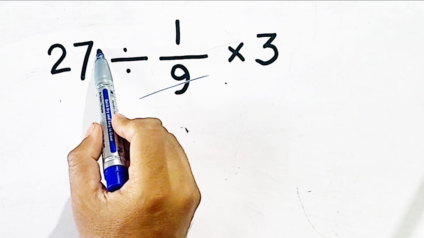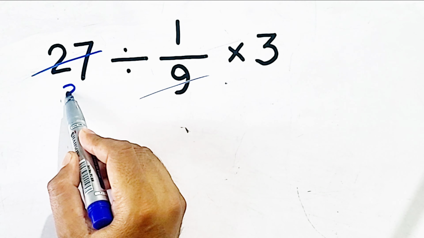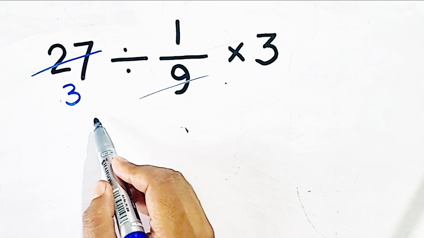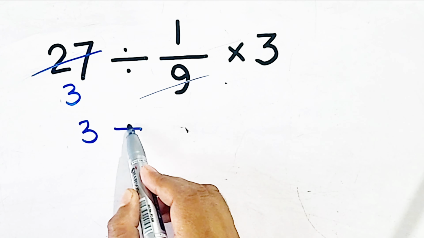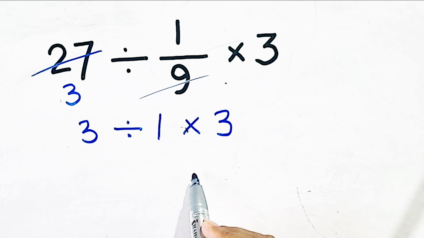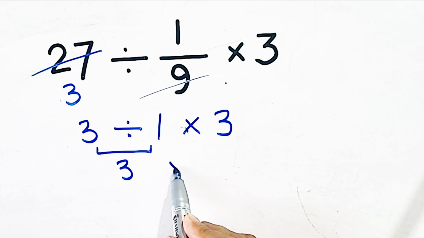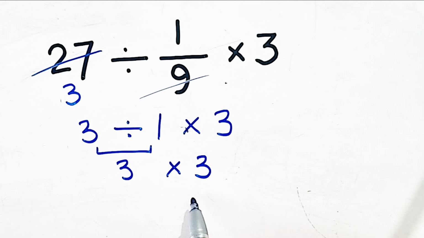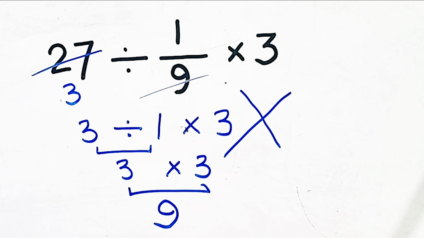9 and 27. Here we get 3, and 3 divided by 1 multiplied by 3. 3 divided by 1, 3 times 3. We will get 9. But remember that 9 is incorrect.